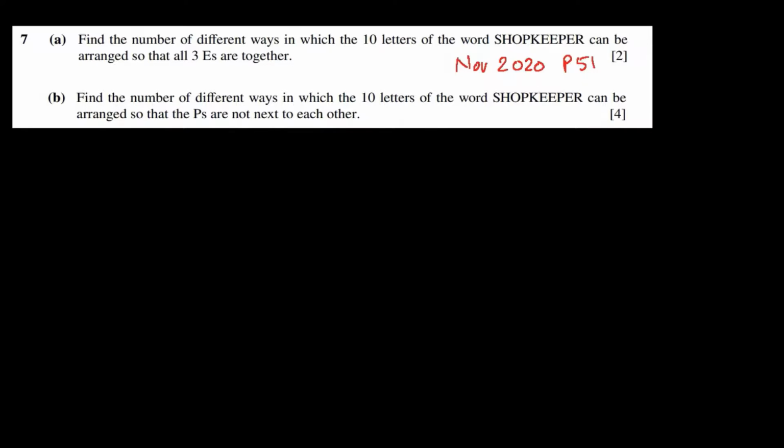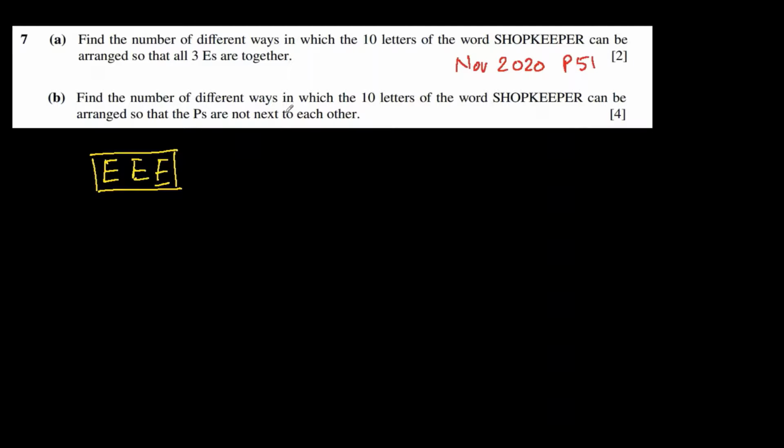This question is from November 2020 winter, paper 51, question number 7. Here they say find the number of different ways in which the 10 letters of the word shopkeeper can be arranged so that all E's are together. So there are 3 E's only, 1, 2, 3. There's no fourth E. So put those E's together and make a box around them. Wherever they move, they move together because they have to be together.